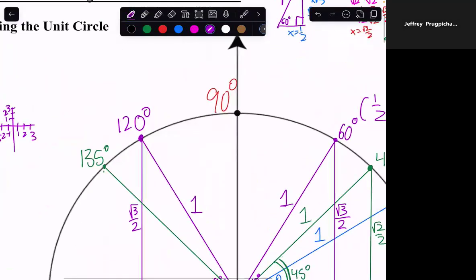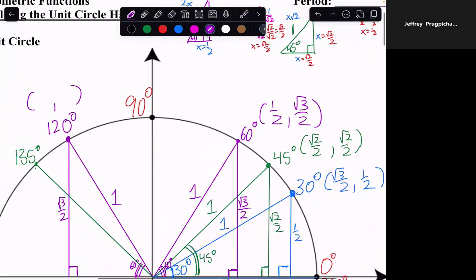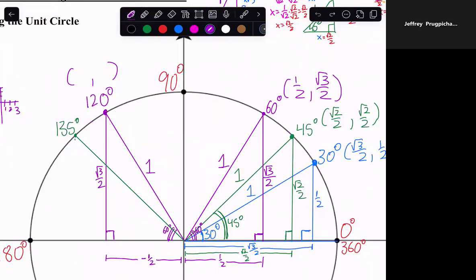Oh, sorry, let me go back, and if you remember, we were labeling the coordinates of each of these points. So let me go back and do that for the 120-degree angle. The point where it hits the unit circle, the x-coordinate is -1/2, and the y-coordinate is positive radical 3 over 2.